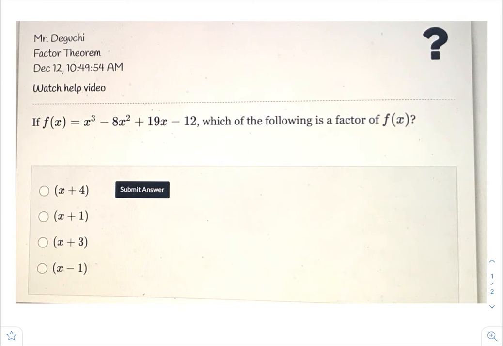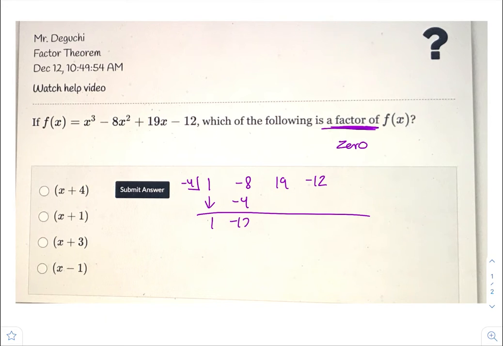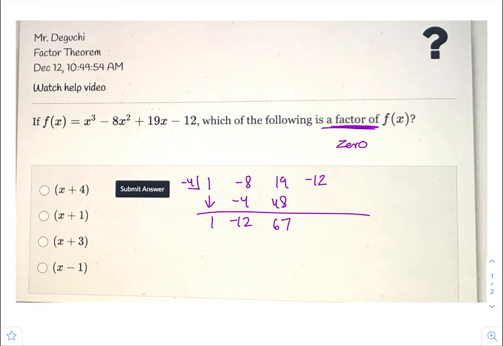Now, this one's asking for which one is a factor, which means if you have a factor, it's going to give you a 0. So let's try it. Set up your synthetic division. For the first one, we're going to have negative 4. 1 times negative 4, add negative 12. Negative 12 times negative 4, 48. Add 67. Okay, I'm going to stop because that clearly is not going to get us to a 0.